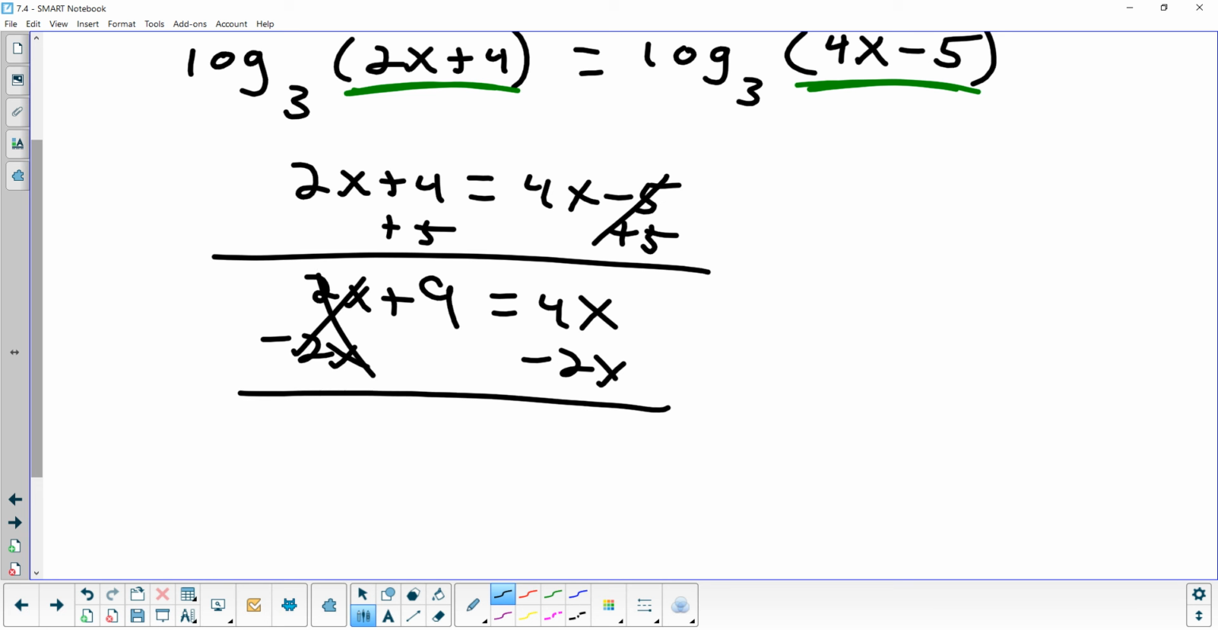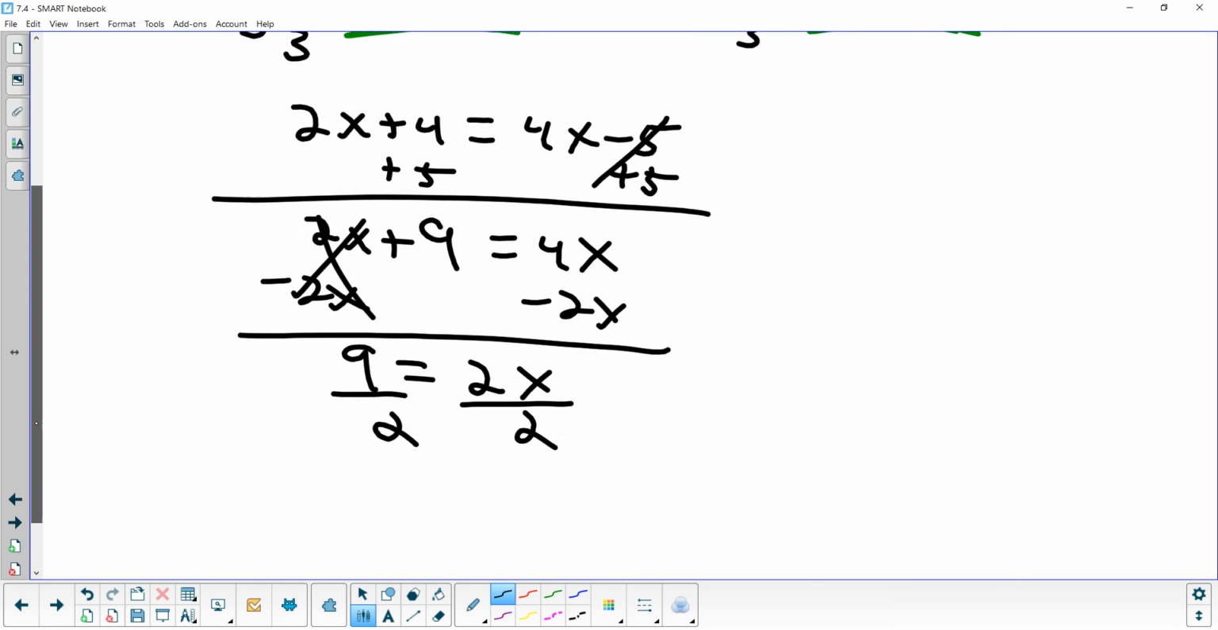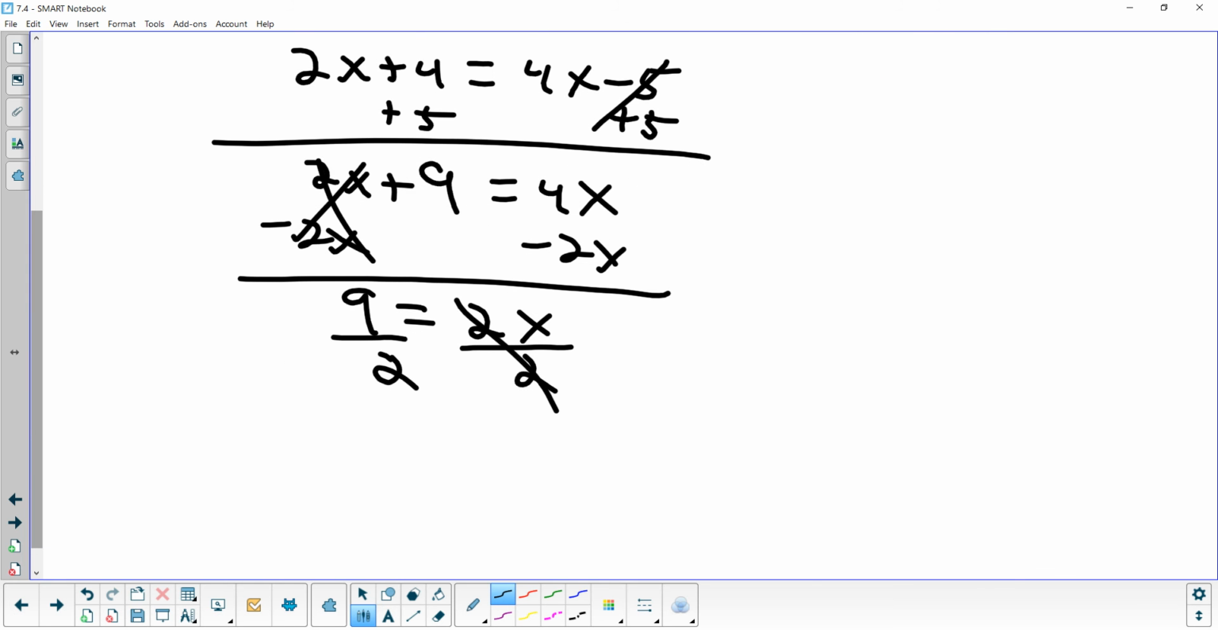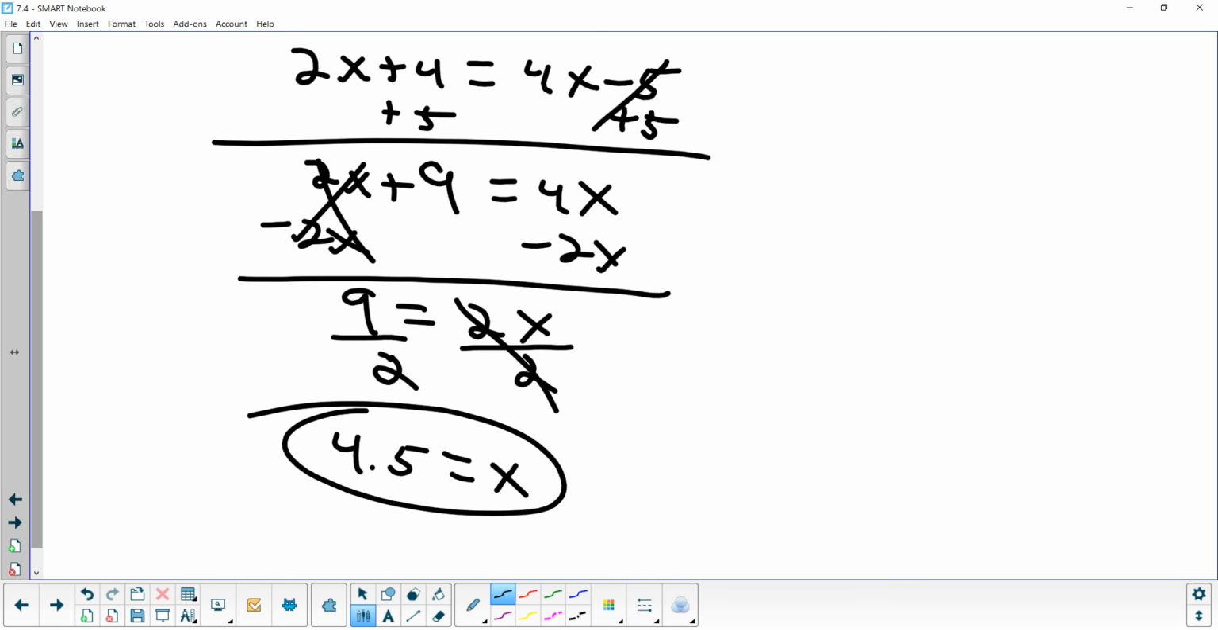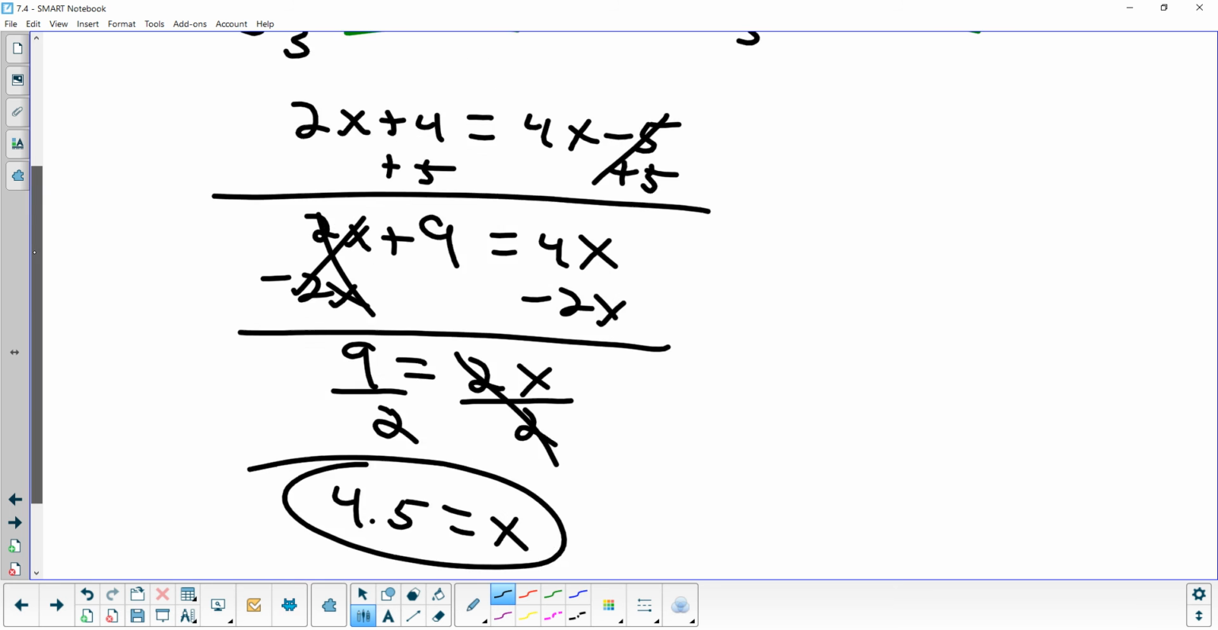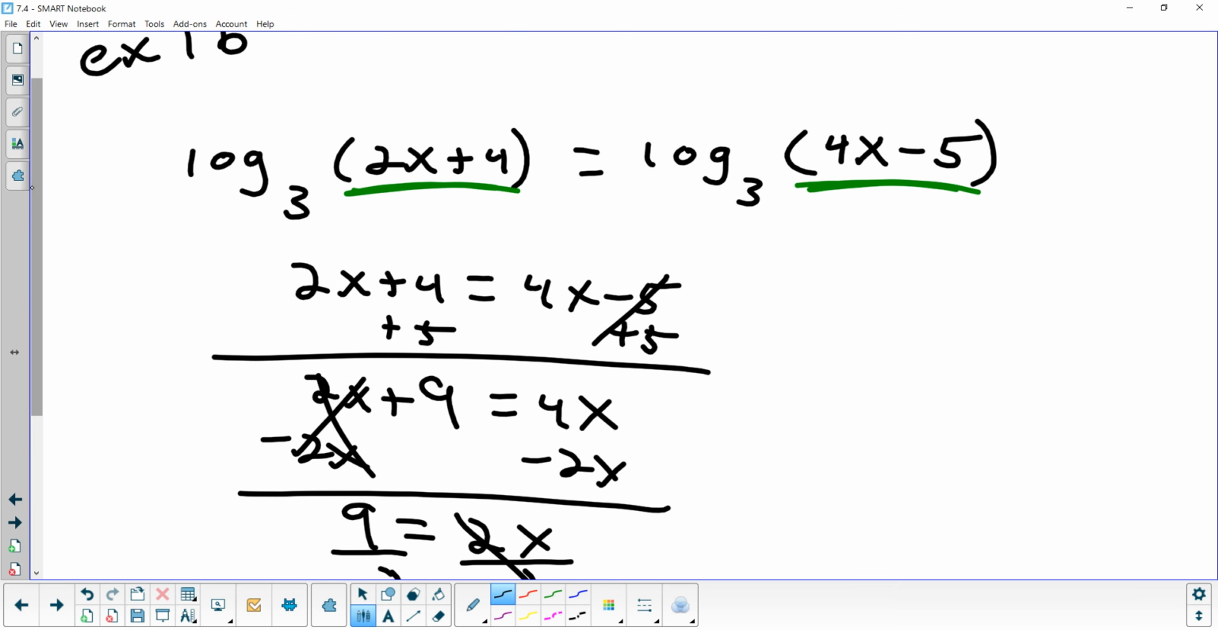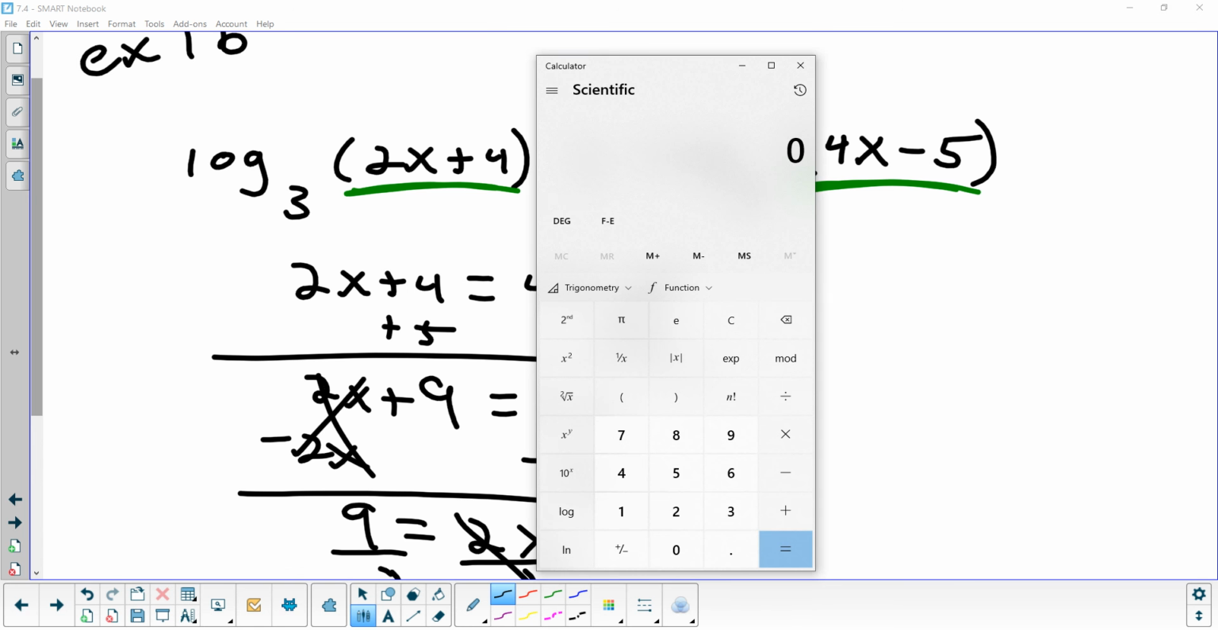So that's gone. Now we have 9 equals, and Jane, what's 4x minus 2x? 2x. And Colby, what would be my last step? Divide both sides by 2. Yeah, divide both sides by 2. So if you leave your answer as a fraction, it's 9/2, or if it's a decimal, it would be 4.5. And that's easy enough to check. If you plug 4.5 in, you could check it and see what we get. So let's try it.